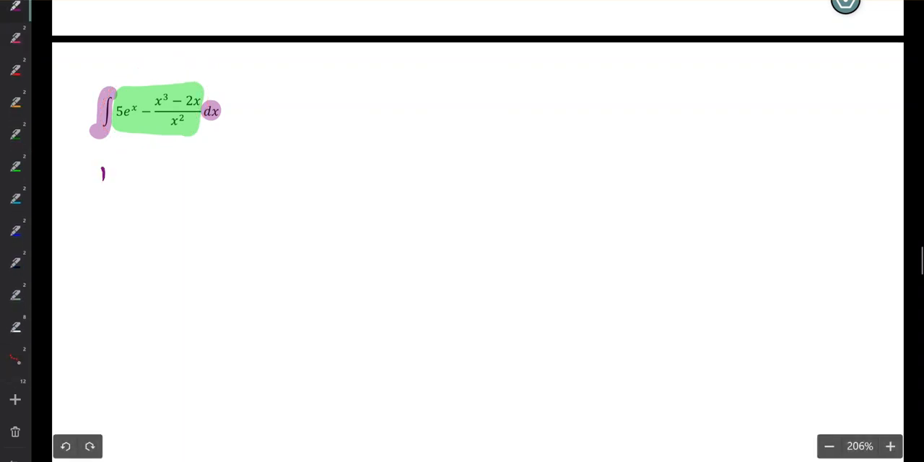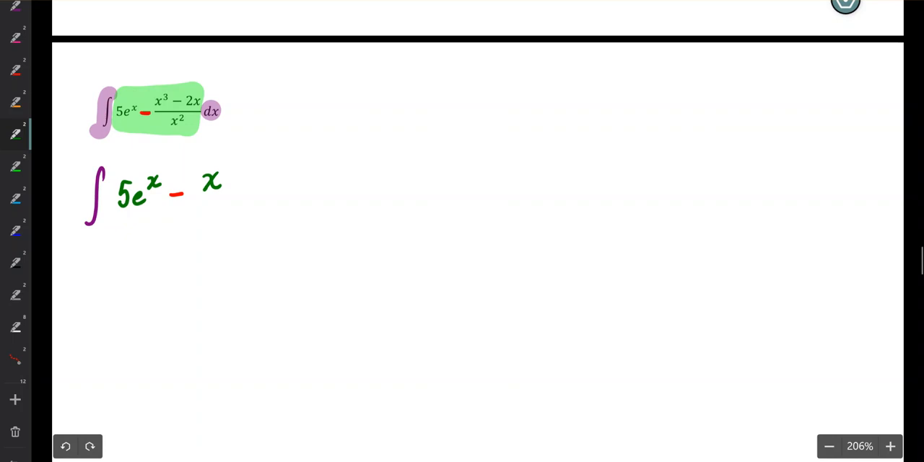Before I go ahead and do that though, I want to do some algebra cleanup on my green function. When I look at this green function, I see 5e to the x. I see a constant times a function of x. Then I see this subtraction sign right there. Great, that means I can compartmentalize my thinking and just think about the derivative of what function is 5e to the x and deal with this part separately.